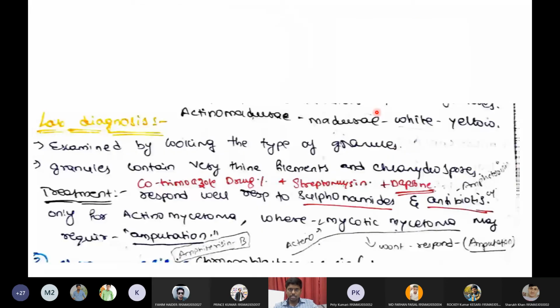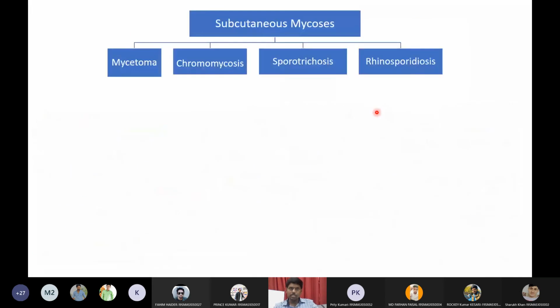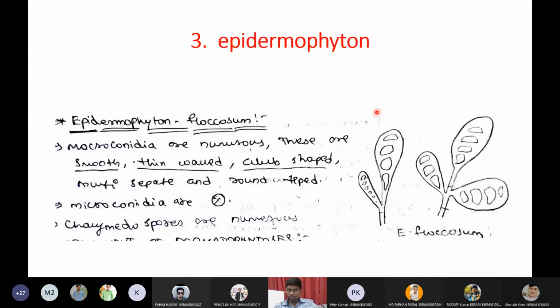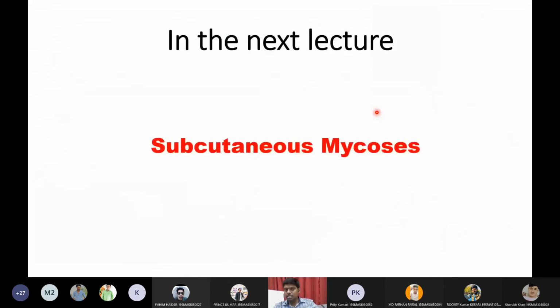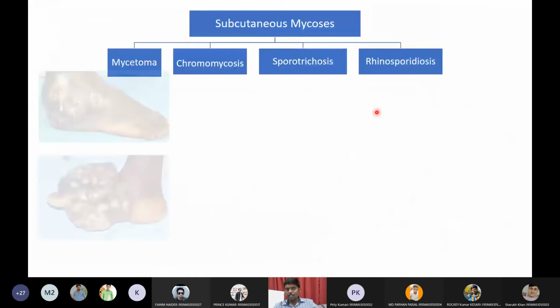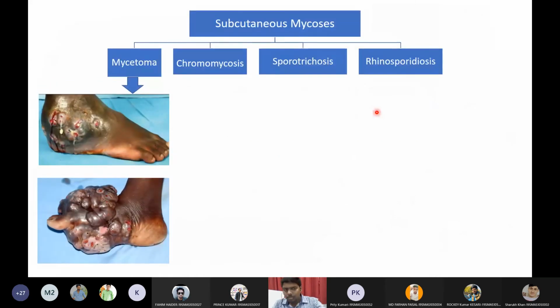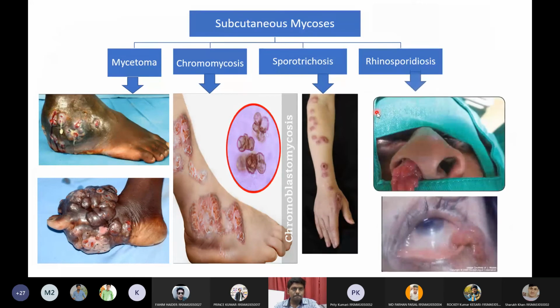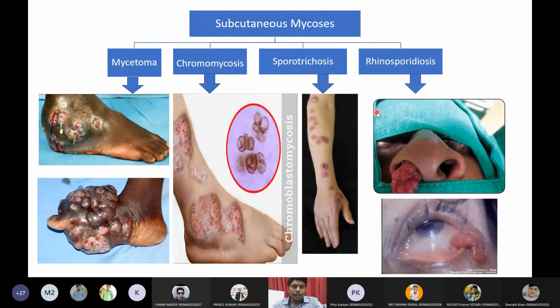This week, we discussed in detail not only subcutaneous mycosis, we also discussed dermatophytes. So I will do a quick overview. All the students, are you listening? Students, are you there? Yes, sir. A quick interactive session and I will end this session.